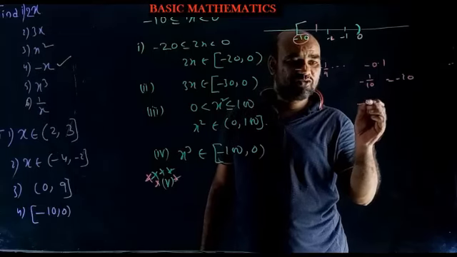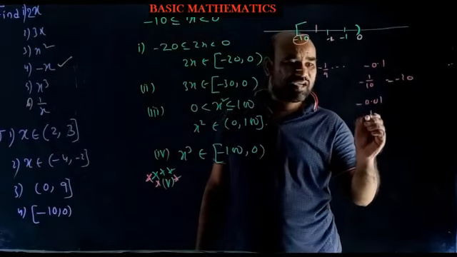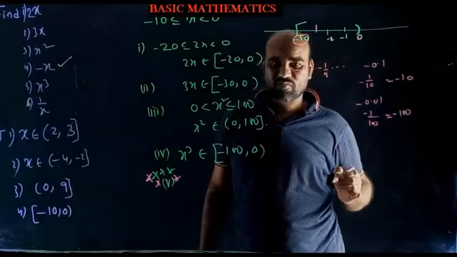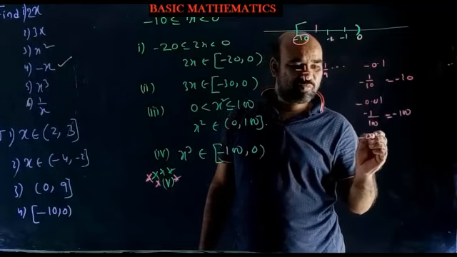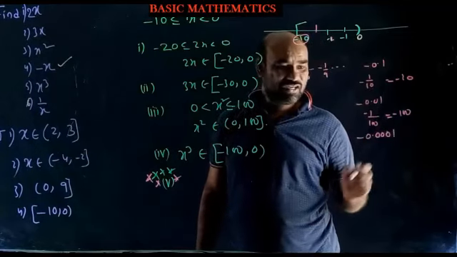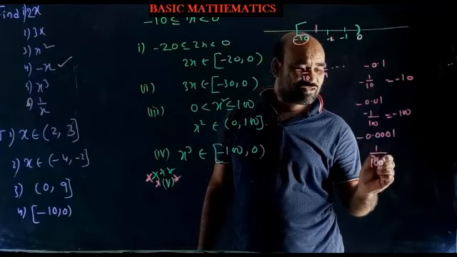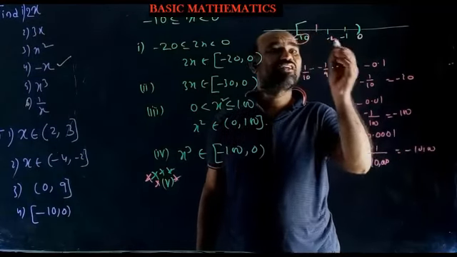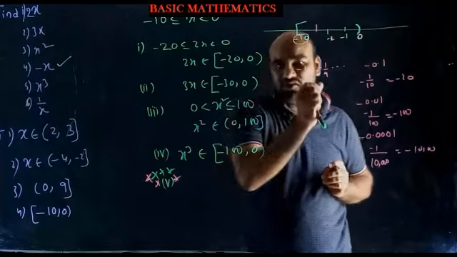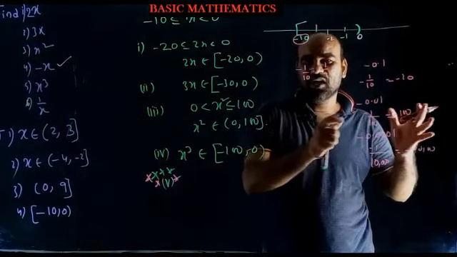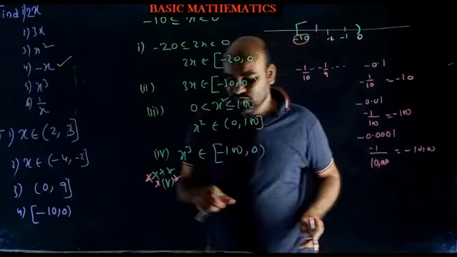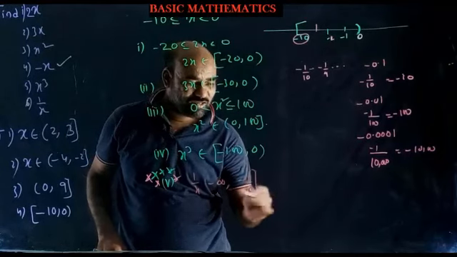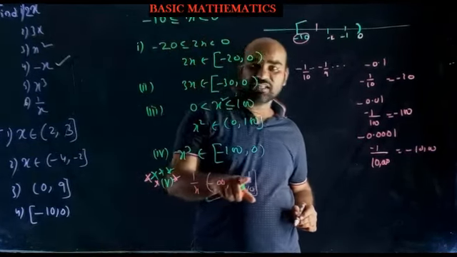Another number will be minus 0.01. Its value is minus 1 by 100, and its reciprocal is minus 100. One more number will exist: minus 0.0001. Its value is minus 1 by 10,000, and its reciprocal is minus 10,000. What happened? If you take values closer to 0, you get a bigger negative value. That's why 1 by x belongs to minus infinity to minus 1 by 10.